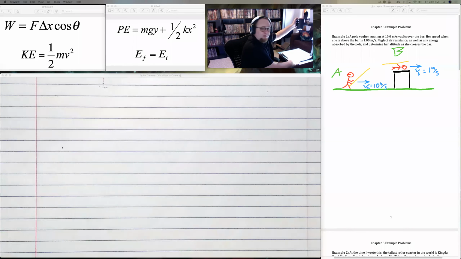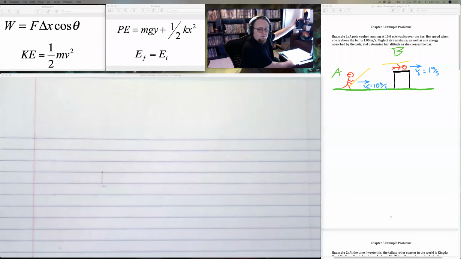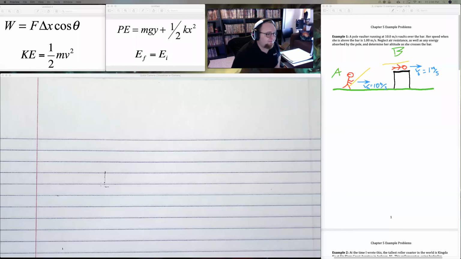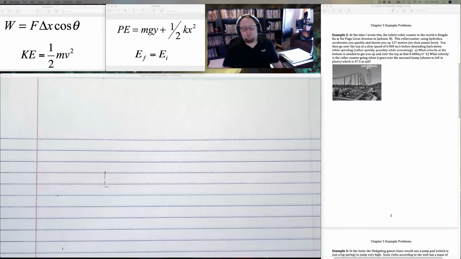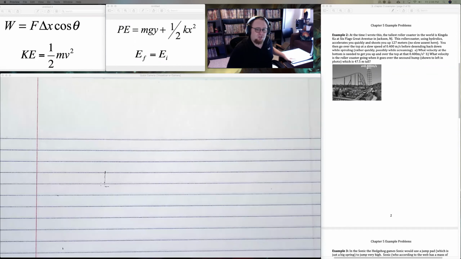This next problem, as I said before, is an old exam problem. It says, at the time I wrote this problem, so this is a few years back, the tallest roller coaster in the world was Kingda Ka. It's at Great Adventure, Six Flags Great Adventure, in Jackson, New Jersey. It's actually pretty close to where I grew up.